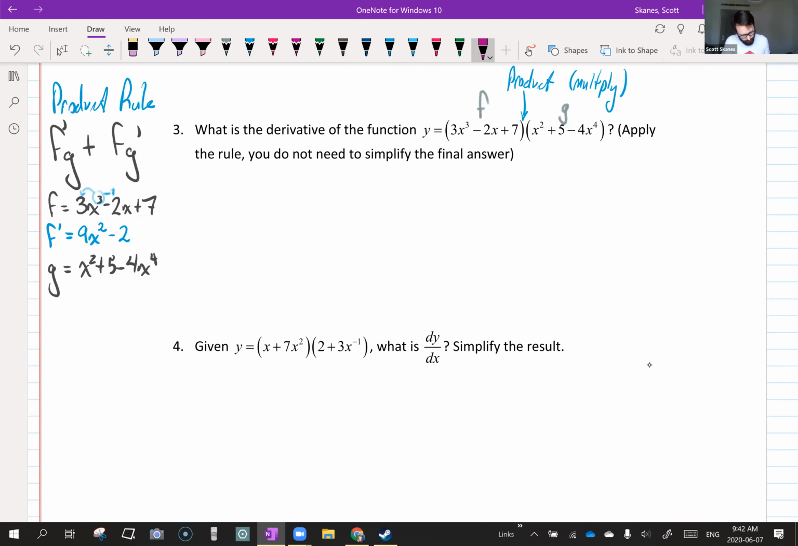And now I'm going to do g prime. What's g prime? Let's see. G prime is 2x, that's this piece. What's the derivative of 5? Well, it's 0. It's a constant. It goes to 0. What's the derivative of this one? Same idea, power rule. The 4 comes down, multiplies. It'll be negative 16, and then the power is reduced by 1.